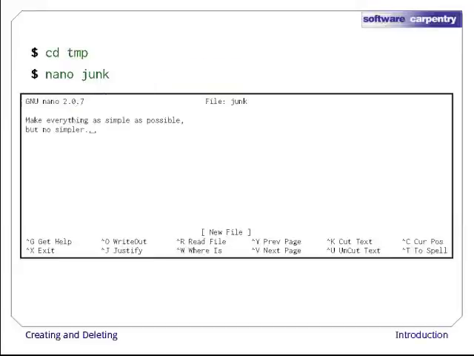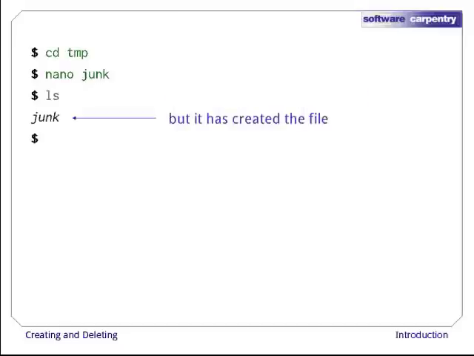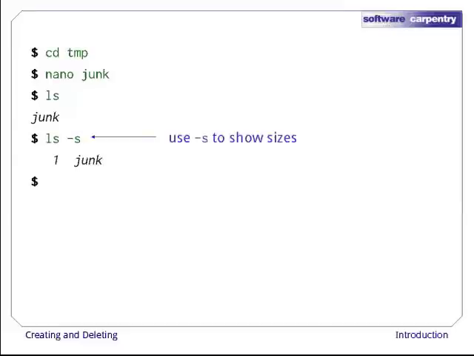Let's type in a short quotation, then use Ctrl-O to write our data to disk. By convention, Unix uses the caret, followed by a letter, to mean Control plus that letter. Once our quotation is saved, we can use Ctrl-X to quit the editor and return to the shell. Nano doesn't leave any output on the screen after it exits, but ls now shows us that we have created a file called junk.